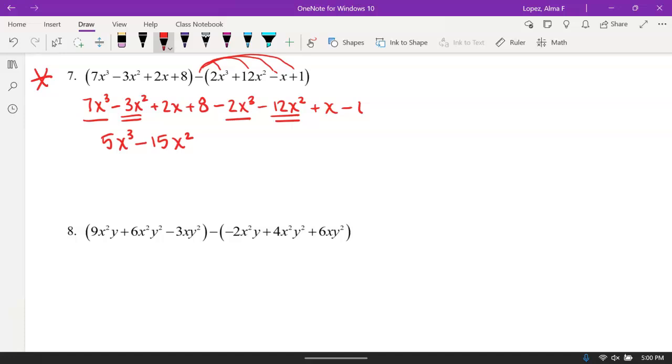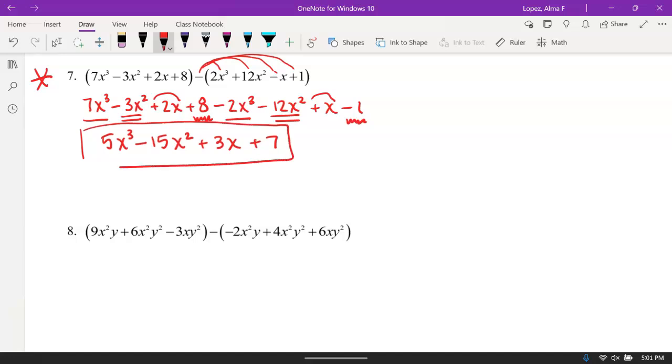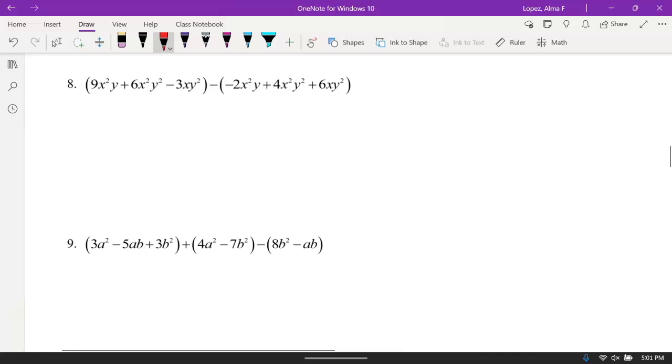Next, we can do our plain x terms. I've got 2 x's and 1 x, which make 3 x's when I combine them. And finally, we've got a constant 8 and a constant negative 1. When I add the 8 and the negative 1 together, I get plus 7. Let's finish one more.